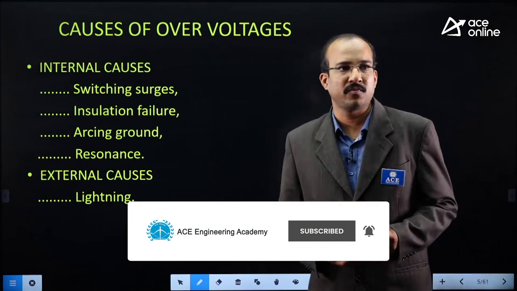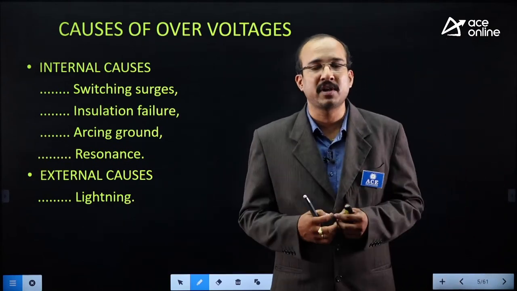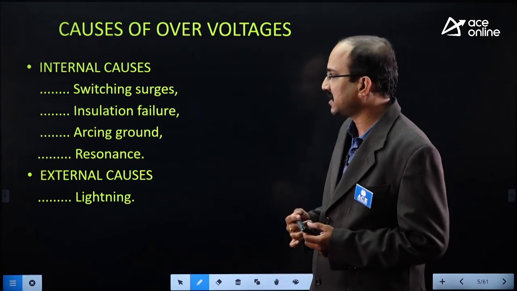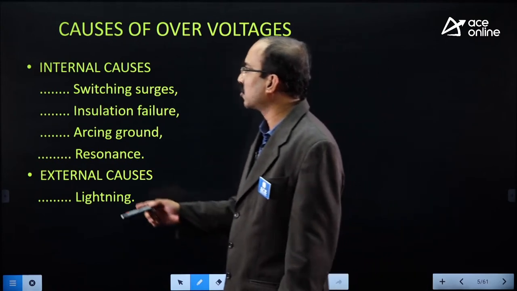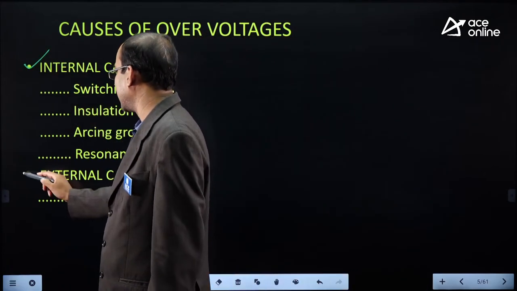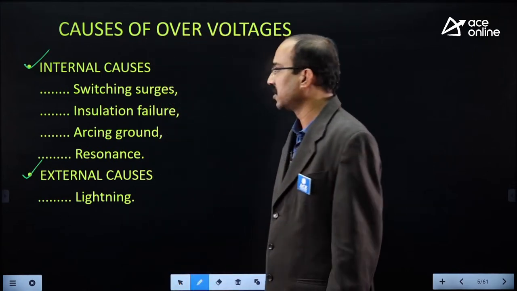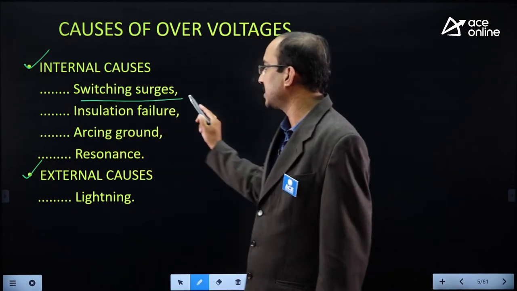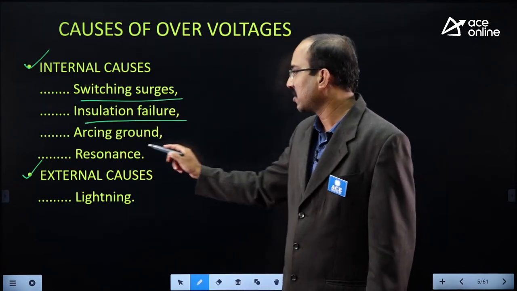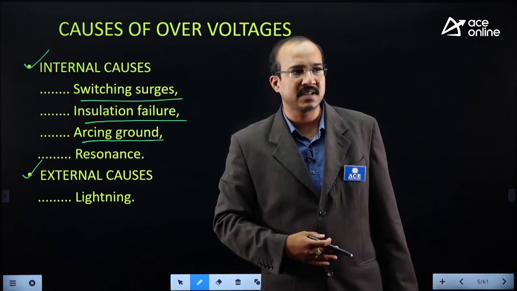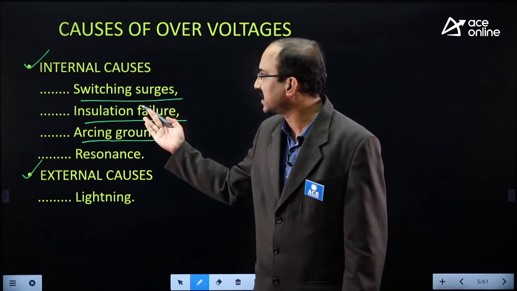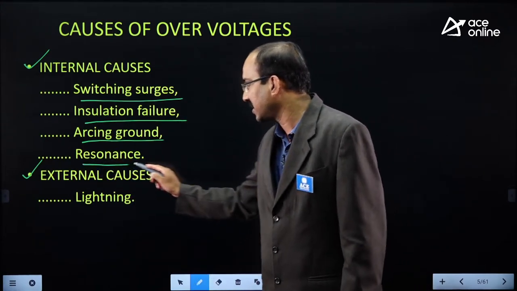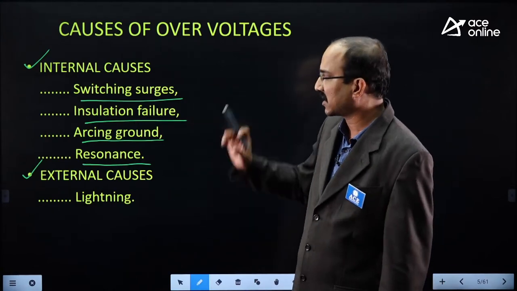So what are the causes of overvoltage? Why does overvoltage come into the picture? Mainly there are two causes: one is internal causes and the other is external causes. The reasons for internal causes are switching surges, insulation failure, arcing ground, as well as resonance condition.